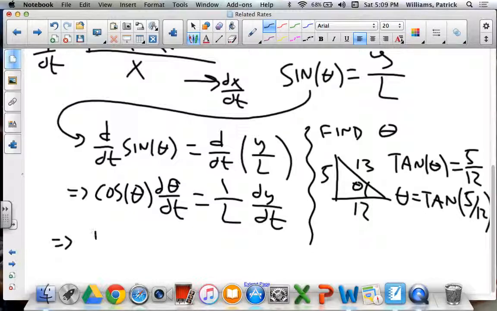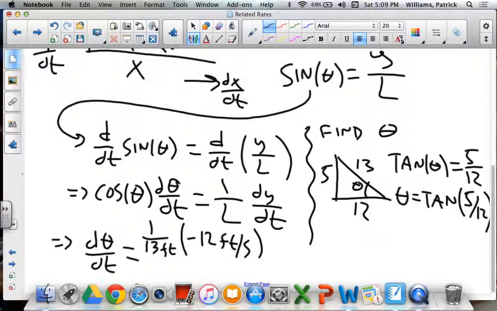So if we plug all that stuff in and rearrange this equation right here, we can get that d theta dt will be equal to 1 over L, which is going to be 1 over 13 feet, times dy dt, which was negative 12 feet per second. And then all of that is going to be divided by cosine of theta.